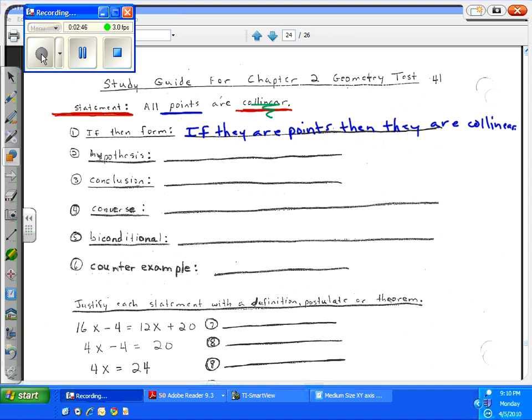Okay, so we have to be a little bit mindful of English vocabulary and geometry definitions to be able to properly change these to if-then statements. Remember that the if part of the if-then statement is the hypothesis. It's the if part without the if, and so the hypothesis is they are points. And the conclusion is the then part without the then, and so the conclusion is they are collinear.